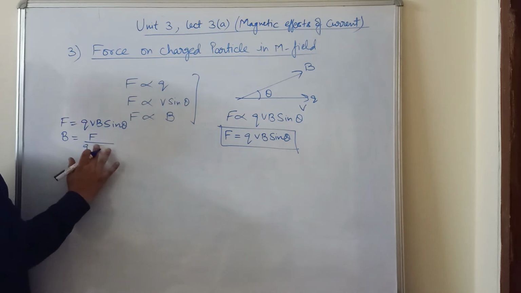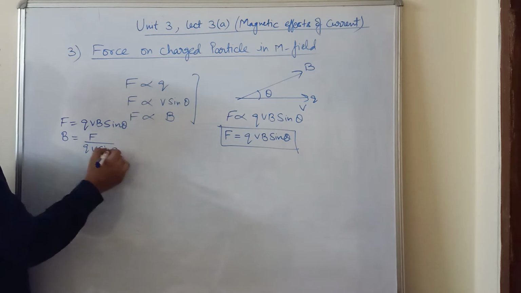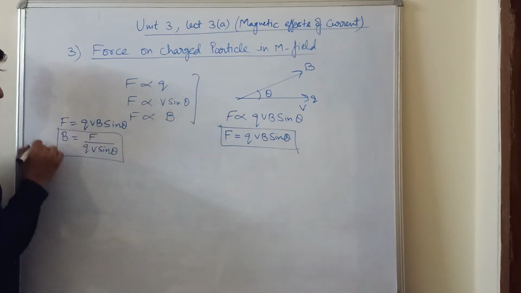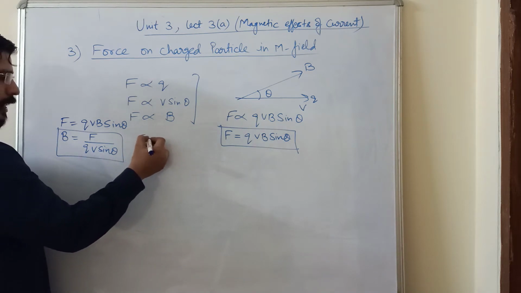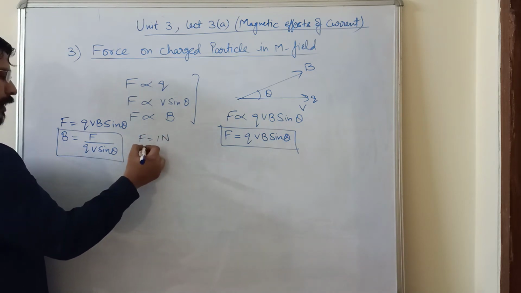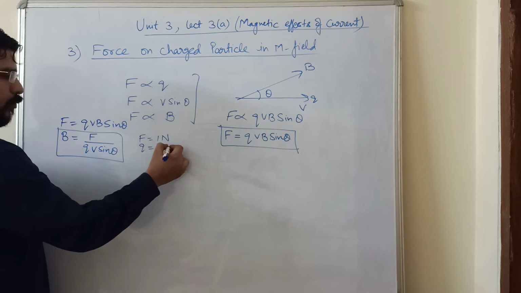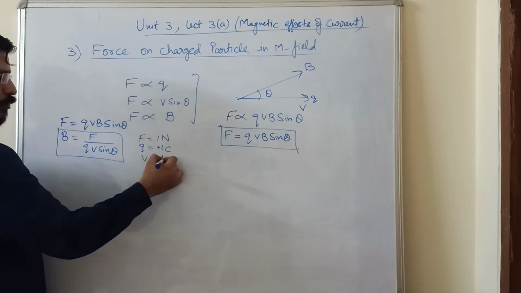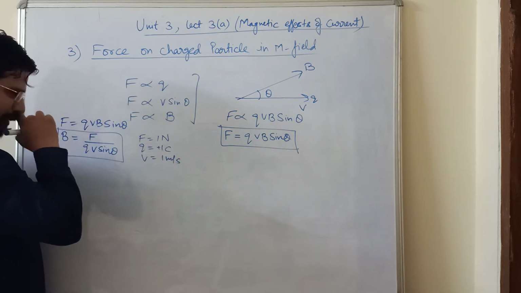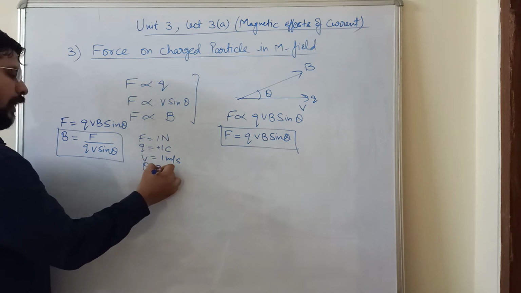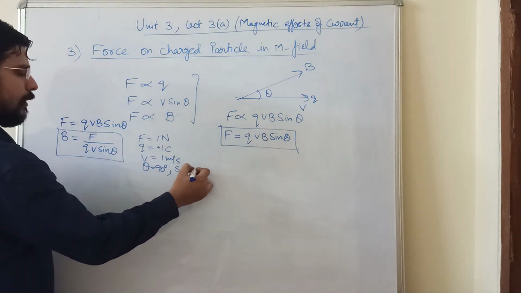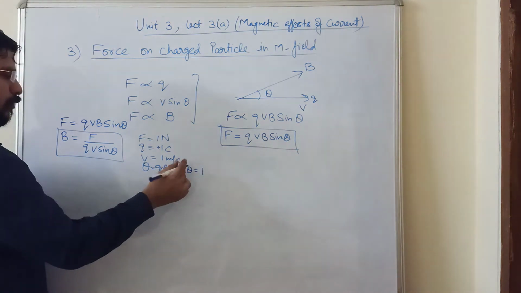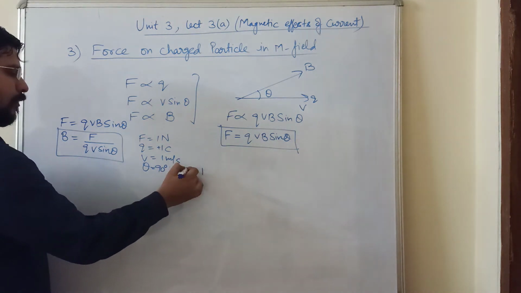Sorry, B is there. So F is equal to QV sine theta. Now consider this equation, and in this equation if I consider a few parameters, like if my F is equal to 1 Newton, my Q is equal to plus 1 Coulomb, my V is equal to 1 meter per second, and my theta is equal to 90 degrees, so that my sine theta will become 1, because sine 90 is 1.